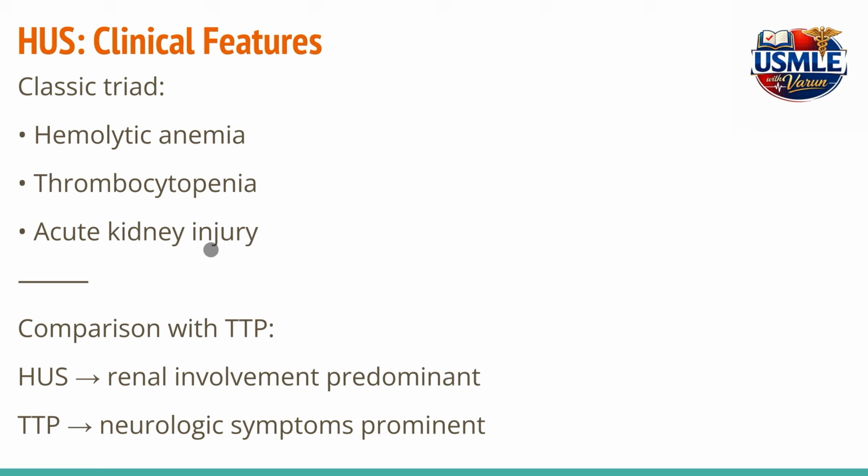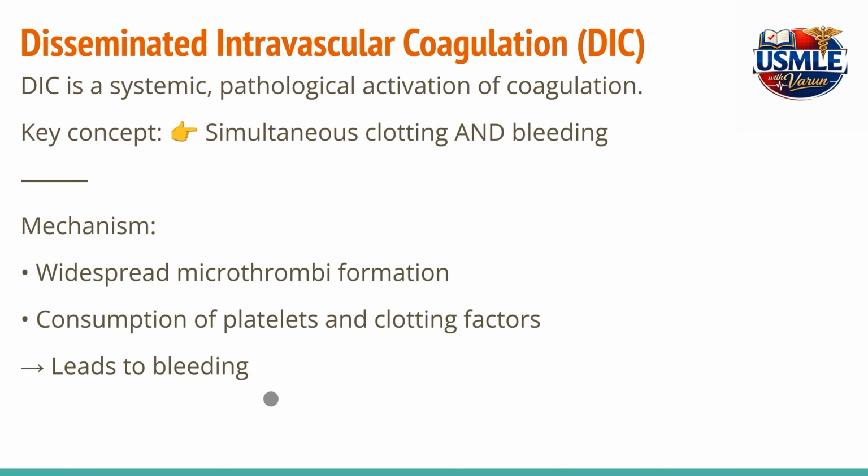So when compared with thrombotic thrombocytopenic purpura, this hemolytic uremic syndrome has more prominent renal involvement, whereas TTP has more and more neurological symptoms.